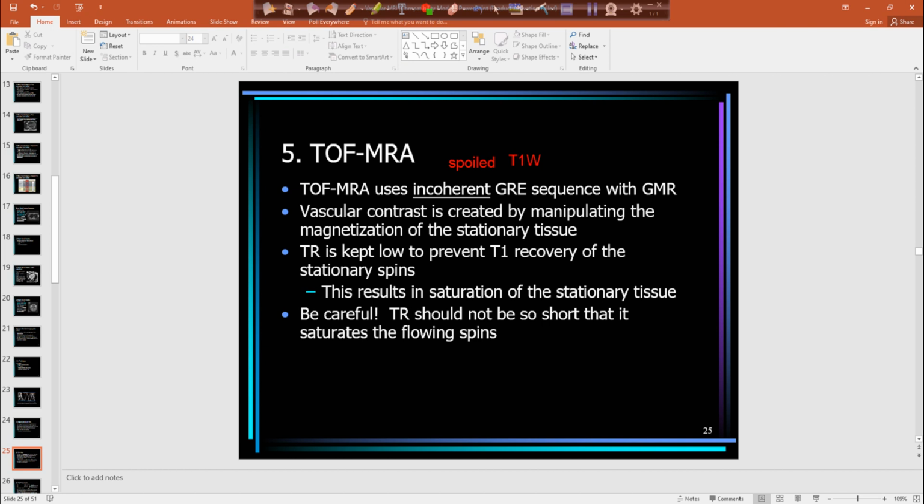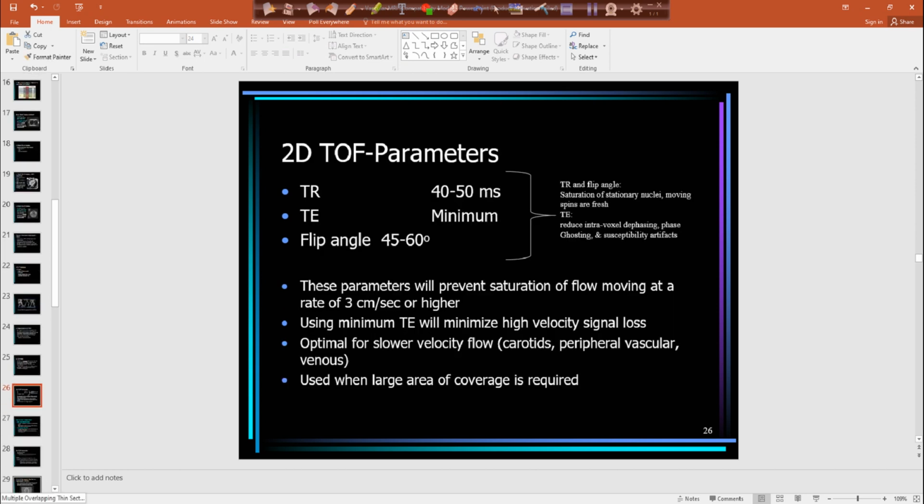So with our time of flight, we keep our TR very low, so we don't get any recovery from those stationary spins. But we want to make sure that our TR is not so low that we actually start to saturate our flowing spins, which are going a little bit faster, and they're changing phase a little bit more than our stationary spins. So here are some parameters for our 2D time of flight. Our TR is between 40 and 50 milliseconds. We keep our TE to a minimum. And then you can see here our flip angle is about a 45 to 60 degree flip angle.